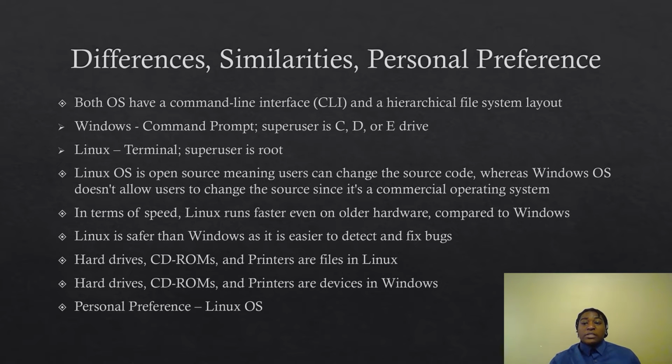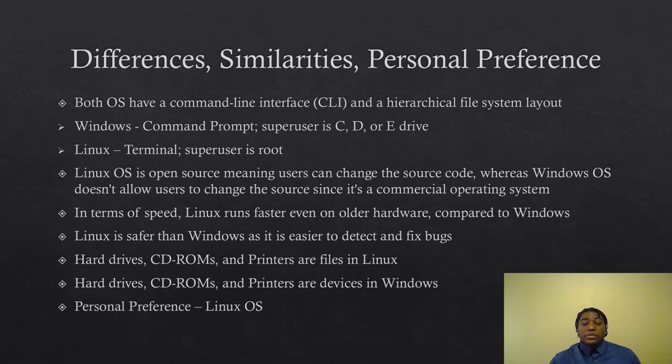Windows and Linux operating systems both have a command line interface. In Windows, the default command line interface is the command prompt, and in Linux, the default command line interface is terminal. Both operating systems have a hierarchical file system layout, where root or a data drive is the superuser at the beginning of a file system.